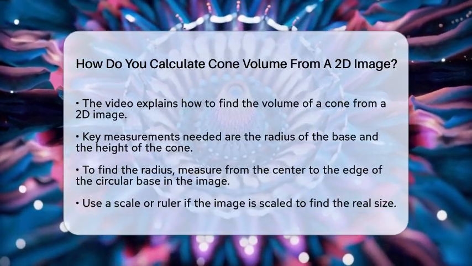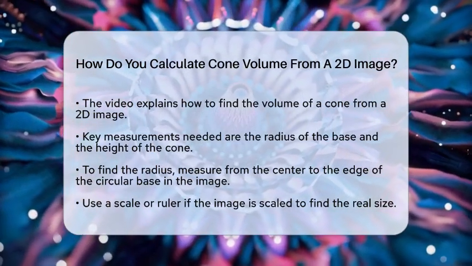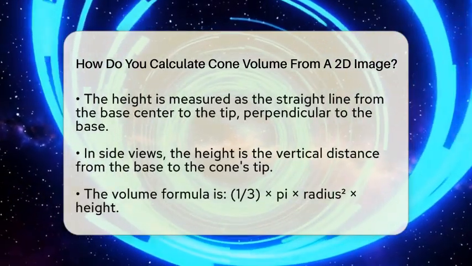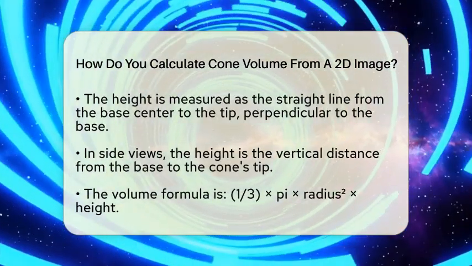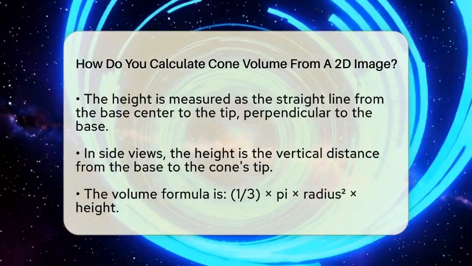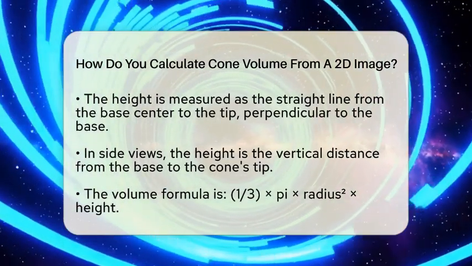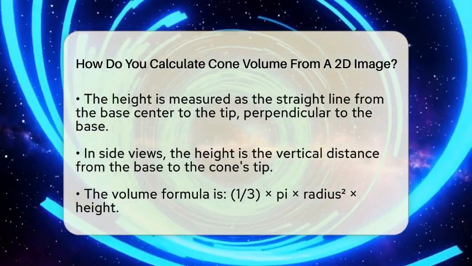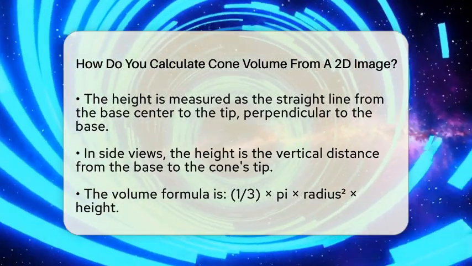That is the radius. If the image is scaled, use a ruler or a scale indicator to find the real size. Next, find the height, which is the straight line from the center of the base to the tip of the cone. This line should be perpendicular to the base. Sometimes, in side views, the height is the vertical distance from the base to the pointy tip.